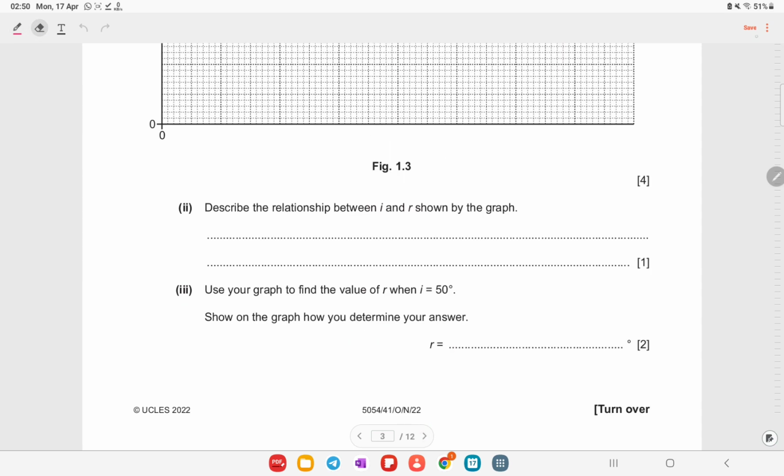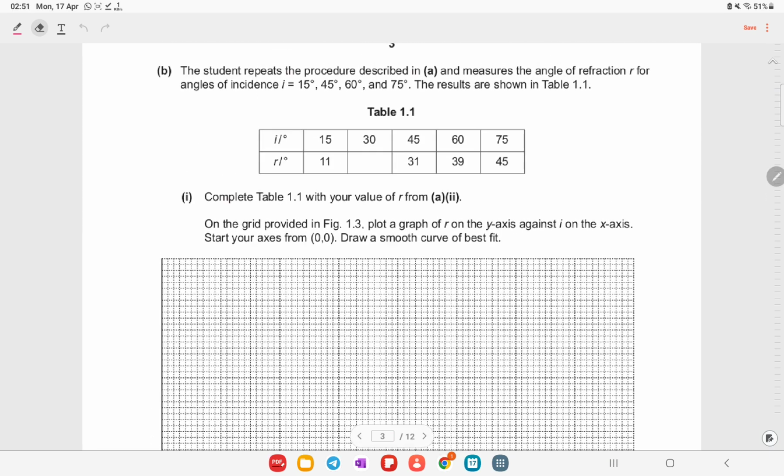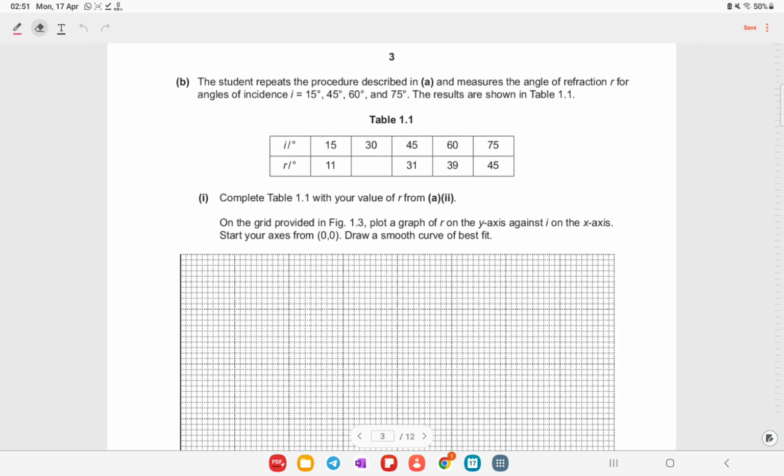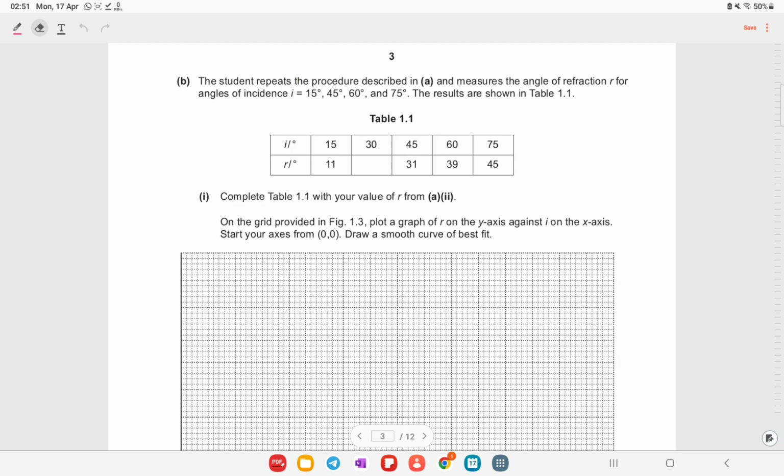Moving to the next question, this question states that the student repeats the procedure described in part A and measures the angle of refraction R for the angle of incidence I equal to 15, 45, 60 and 75 degrees. The results are shown over here. So first of all, I'll complete that table. It's going to be this one.